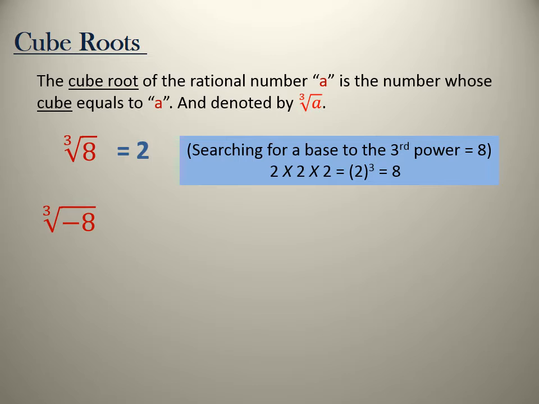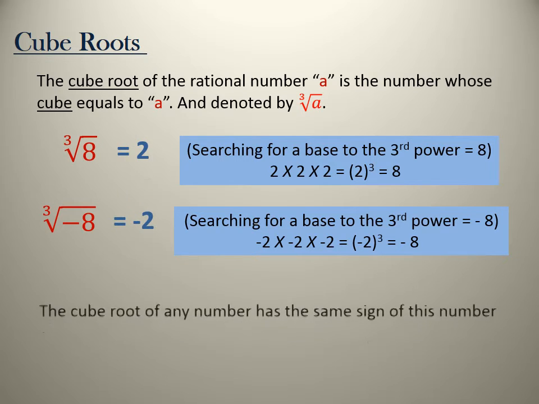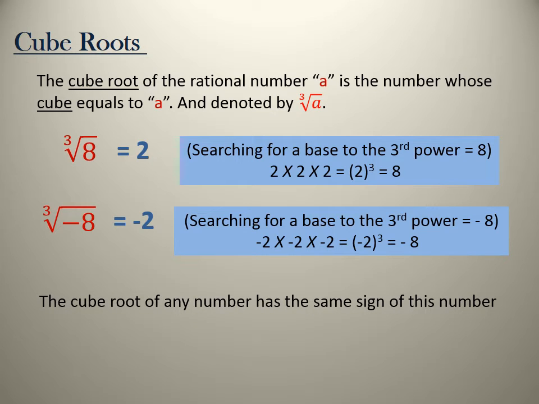Now what about the cube root of negative 8? We want to find the number which, multiplied by itself 3 times, gives me negative 8. The number is negative 2, because negative 2 times negative 2 times negative 2 equals negative 8. Essentially, the cube root of any number has the same sign as this number. For example, the cube root of 8 equals 2, and the cube root of negative 8 equals negative 2.